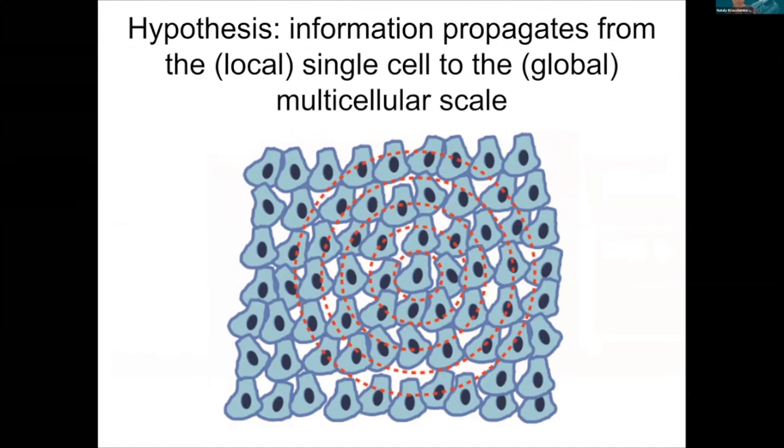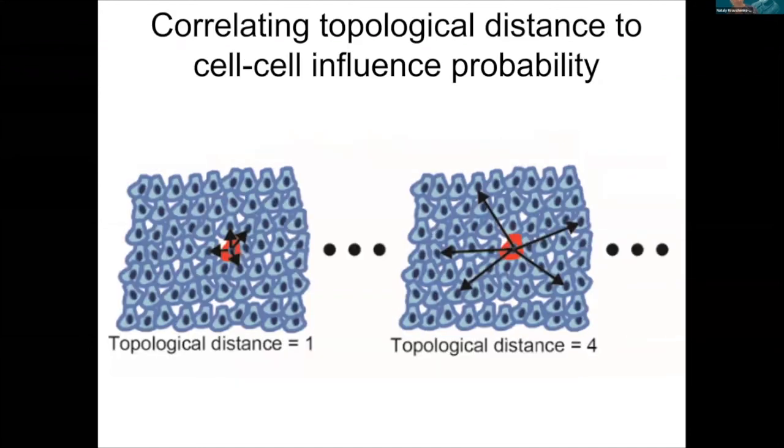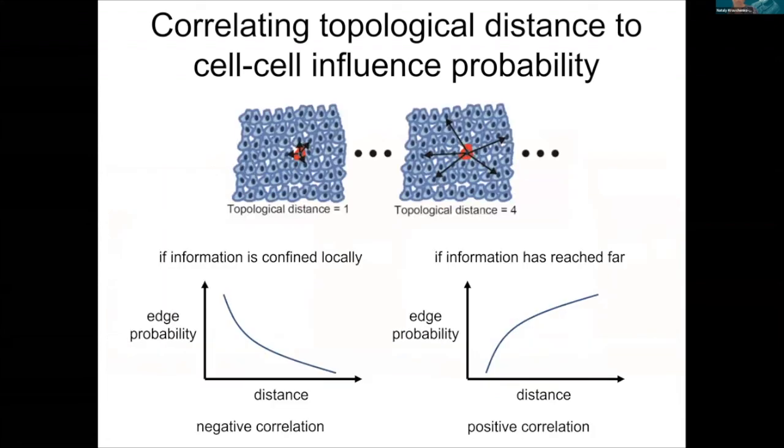To test this hypothesis, we set out to calculate the Granger causality, or the edge probability, not only between nearby cells, but also between cell pairs that are far away. In particular, we expect the following scenario.